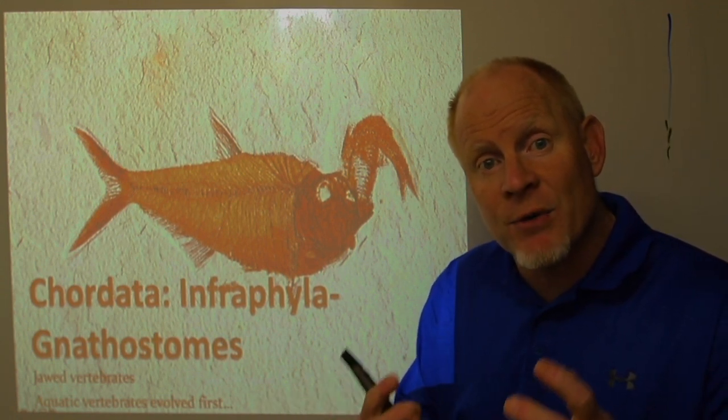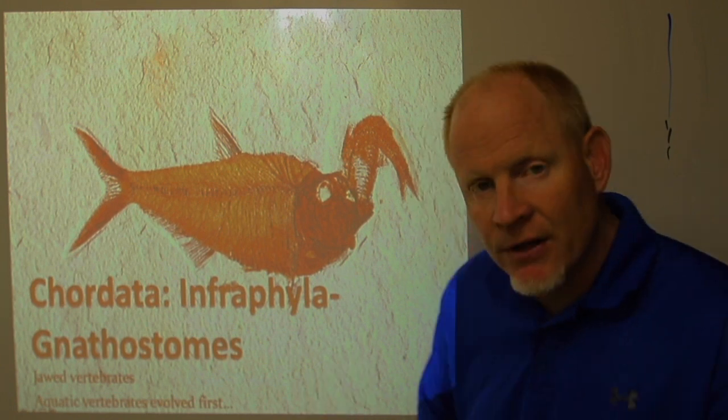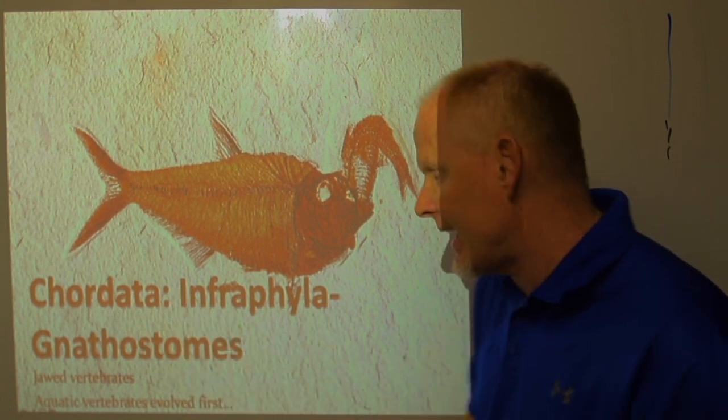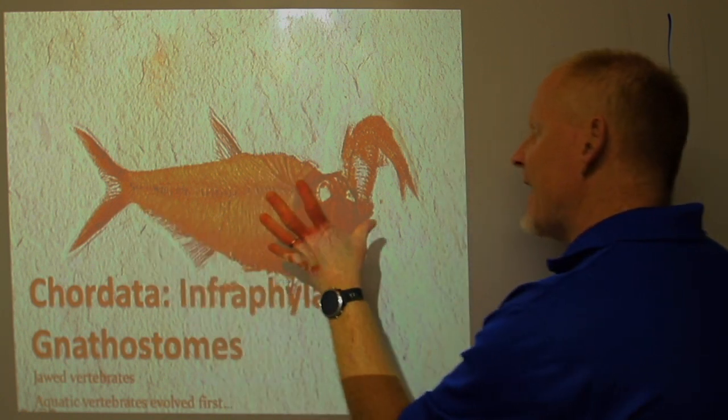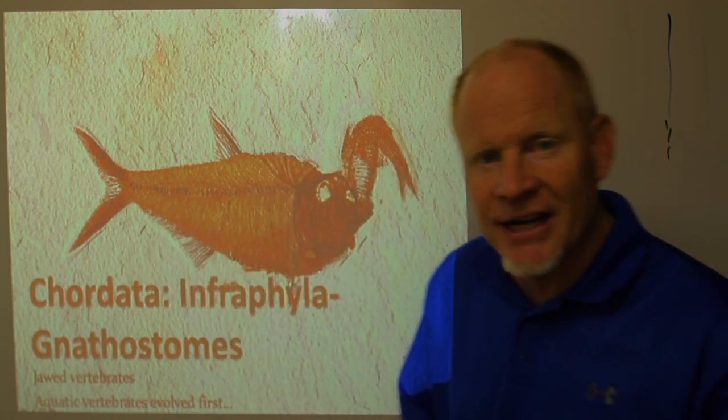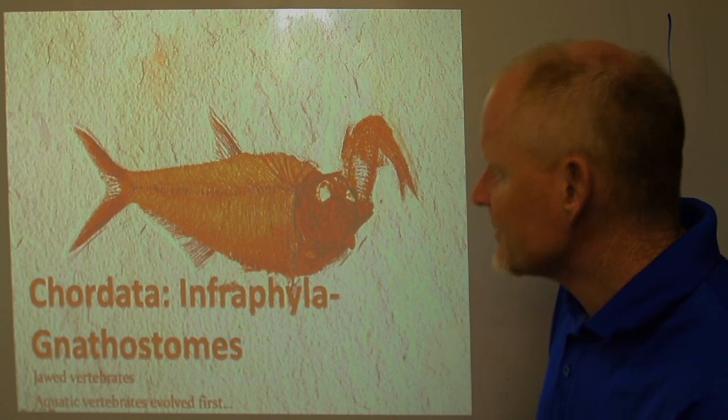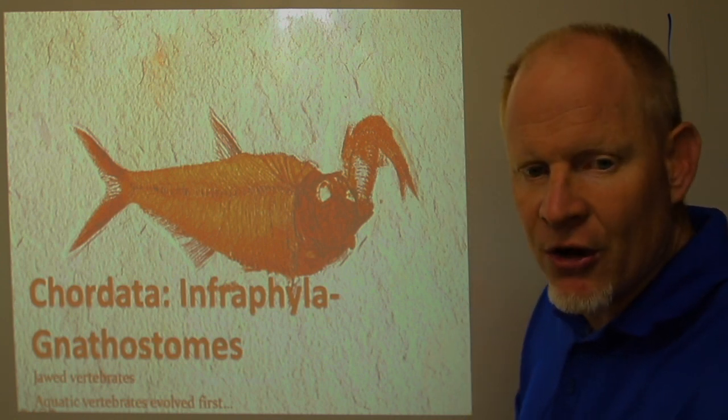The aquatic vertebrates evolved first. Life evolved first in the water and then moved to land. No different with the vertebrates. It's a beautiful fossil showing a fish eating a fish, or a vertebrate eating another vertebrate, right? So let's dive into these groups, into the jawed organisms.